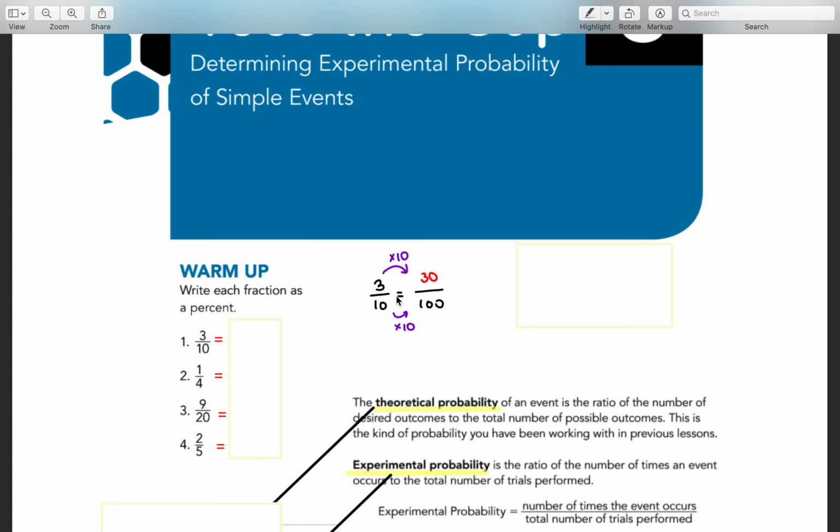Or you can do cross multiplication. So you just cross multiply. So 3 times 100 will give you 300 is equal to 10 times x. So it's going to be 10x. So 10 times 30 would be 300. So it's going to be 30.